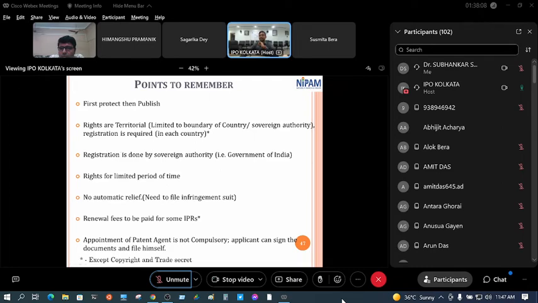We have seen this. Registration is done by a sovereign authority, like the Government of India. Rights are for a limited period of time. There is no automatic relief. Renewal fees may be paid for some IPRs. Appointment of a patent agent is not compulsory. That is the important point.